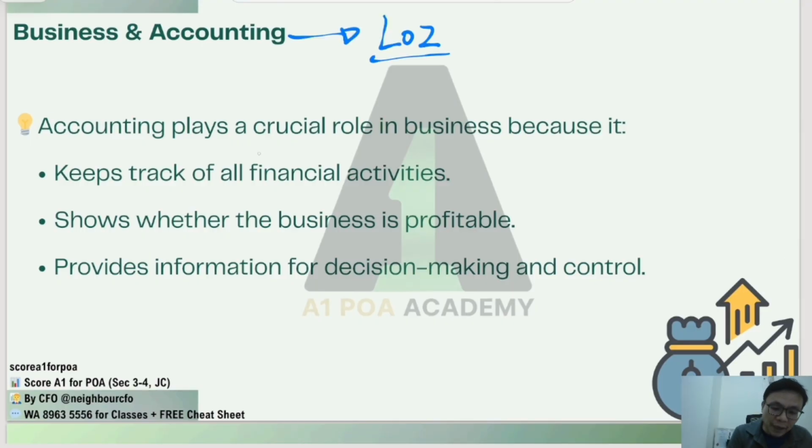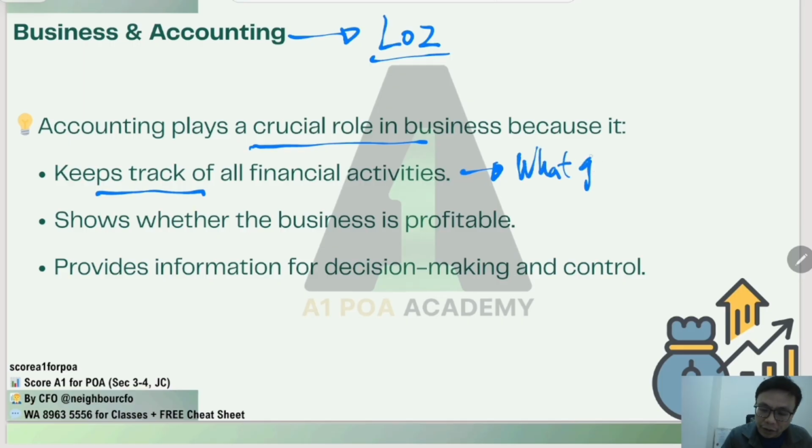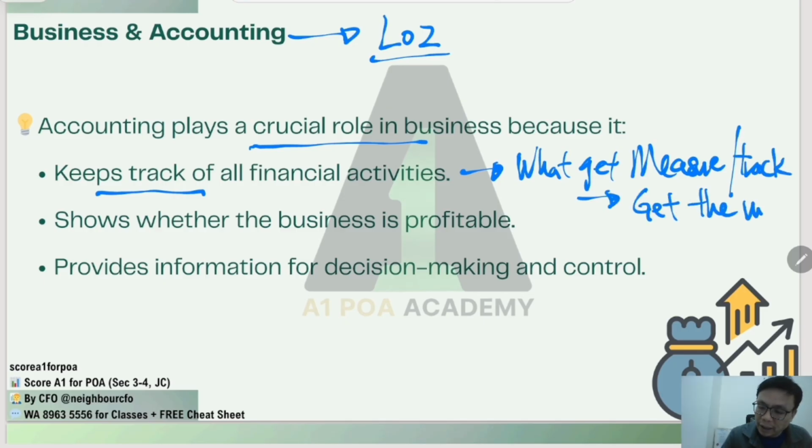Accounting plays a critical, crucial role in the business or in the organization, because first and foremost, it helps to keep track of all financial activity. Remember, there is always this saying: what gets measured or tracked gets the work done. What doesn't get measured, the work will never be done, right? So it is important to keep track of all the business transactions day in, day out, as it will help the business make better decisions, which we will cover more subsequently.